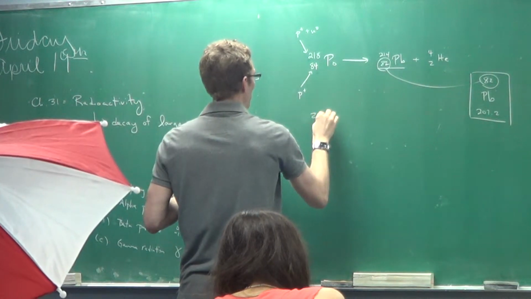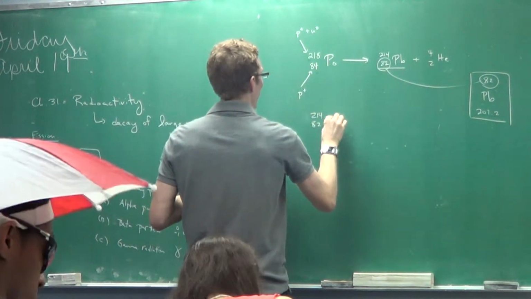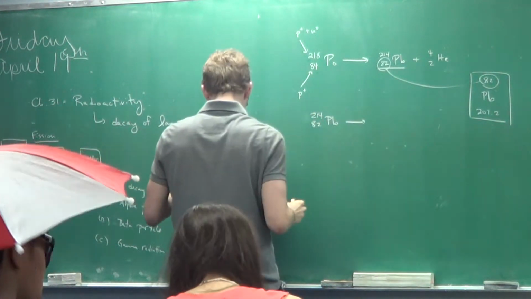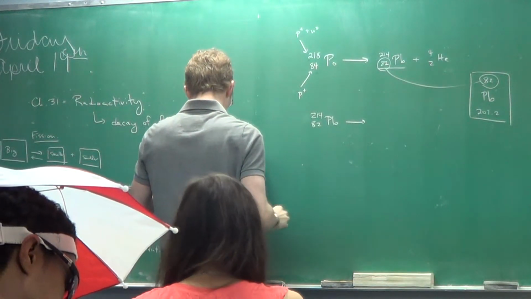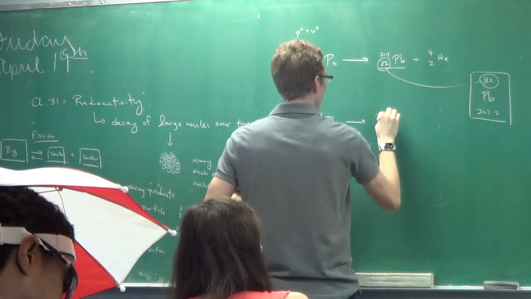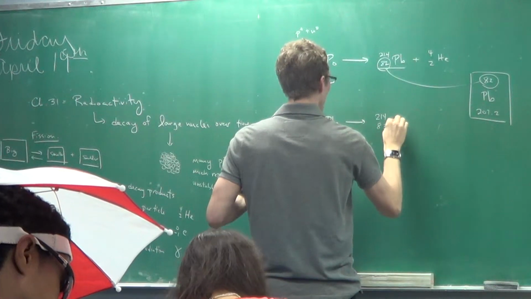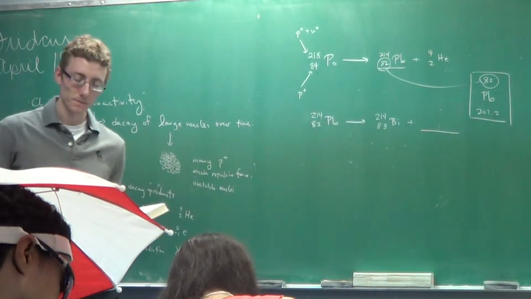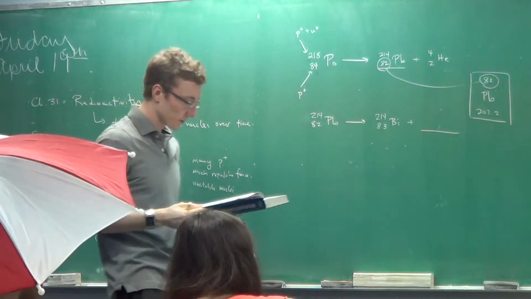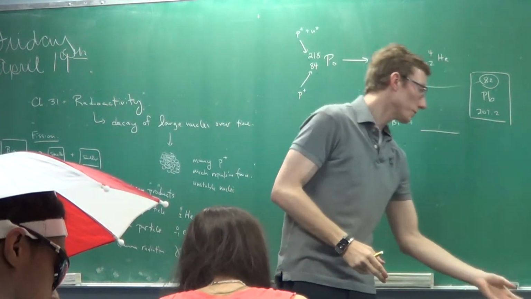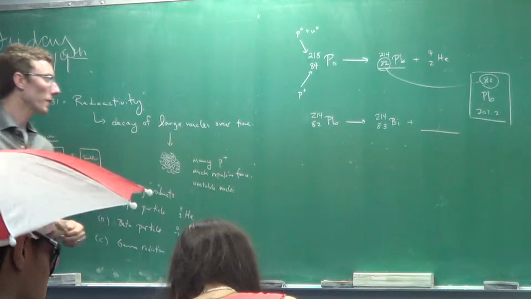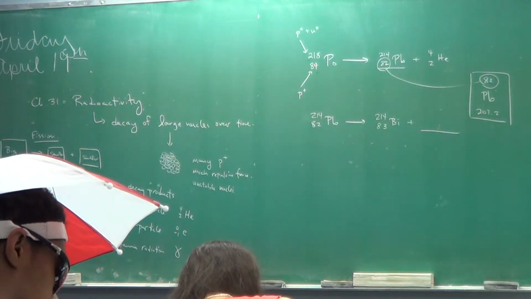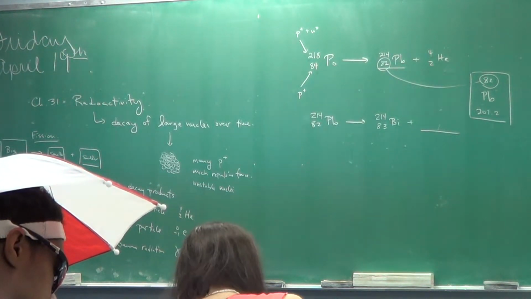What about this guy? From lead-214, 82, we make bismuth-214, 83, and something else. So these are simple nuclear reactions. Basically, fill in the blank. Can you work backwards to figure out what's missing?